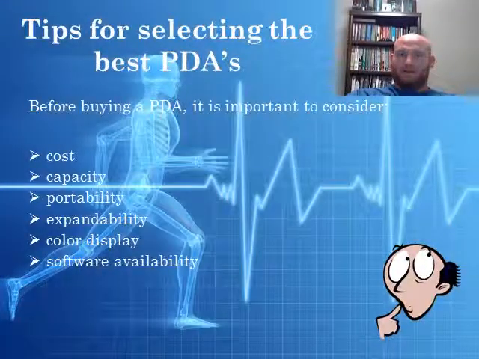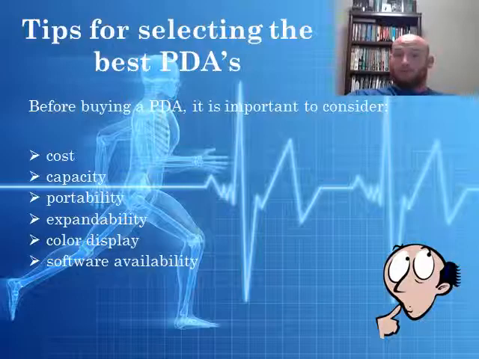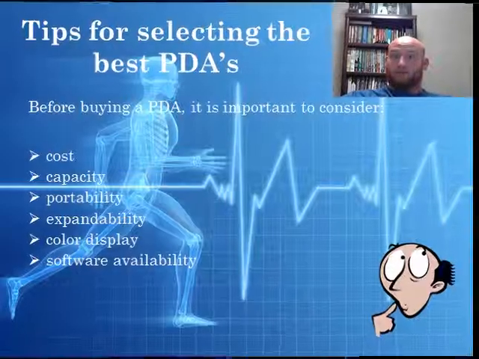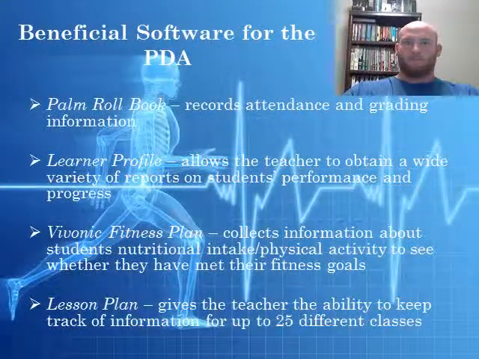Before buying a PDA, it is important to consider cost, capacity, portability, expandability, color display, and software availability. Beneficial software for the PDA includes Palm Rollbook, which records attendance and grading information, and Learner Profile, which allows the teacher to obtain a wide variety of reports on students' performance and progress.